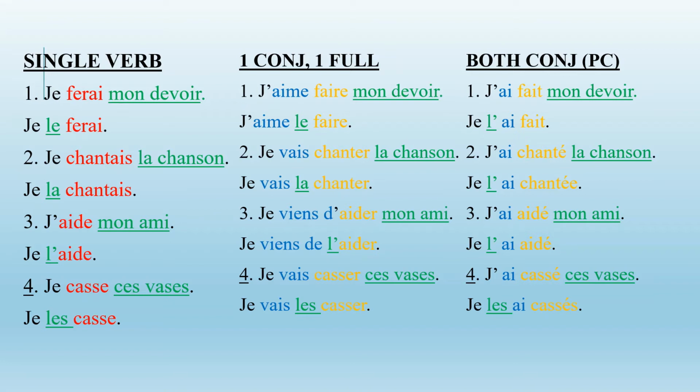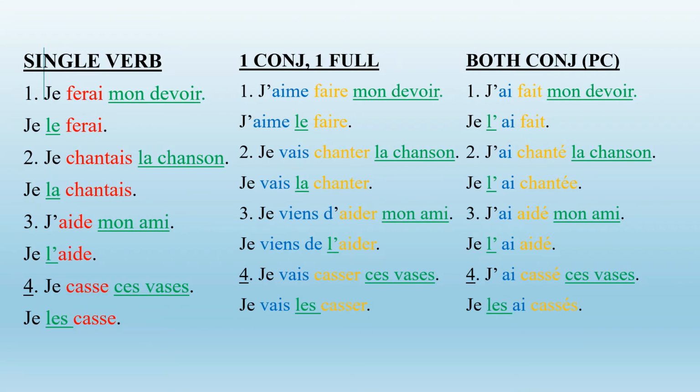And where do you place the le? Immediately before the verb. This is what happens when it is just one verb. The verb is a single word. And you can see how it's been done for the other three sentences of that type. In the third sentence, you can see mon ami is masculine singular. So it has to be replaced by le. However, the verb is starting with a vowel. Therefore, you cannot put le, you have to put l apostrophe.